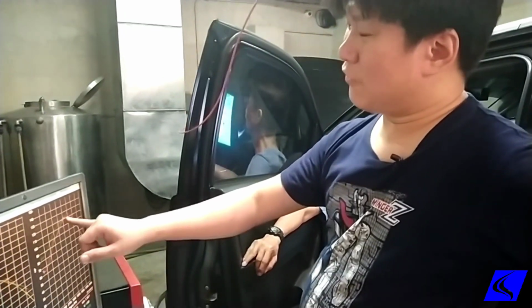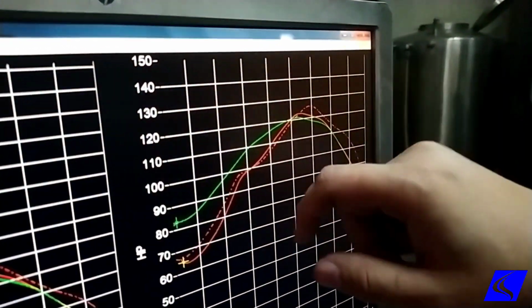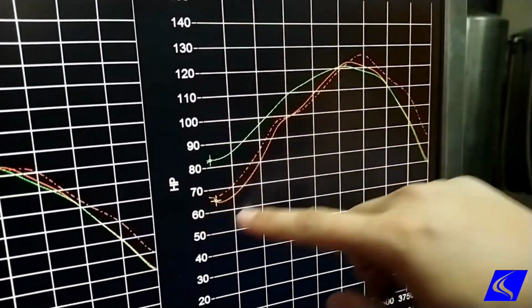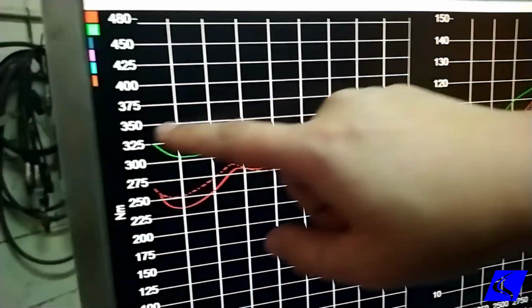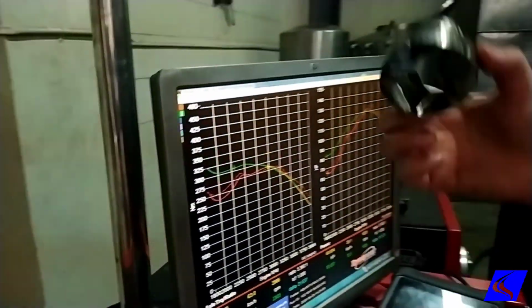It's still a few horses less than the other MU-X that we did, but at least here, the gain is big. Here, it's big also. This is torque. So, yes. Do not buy.